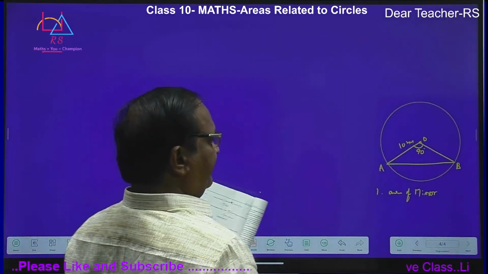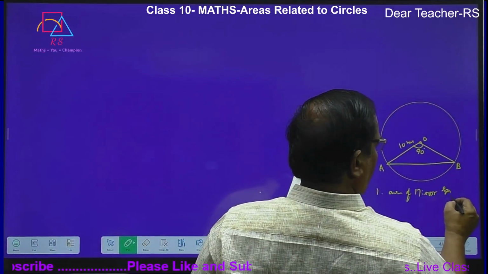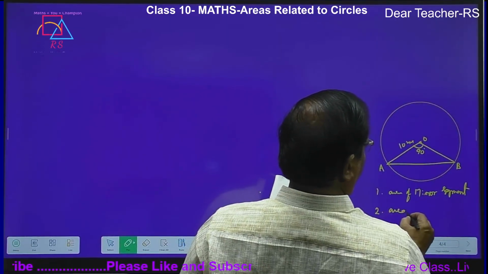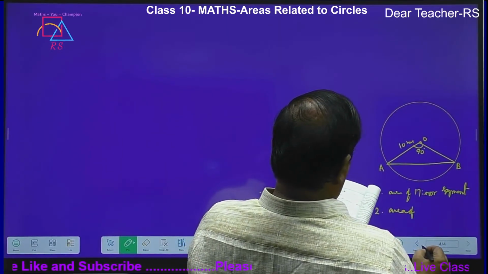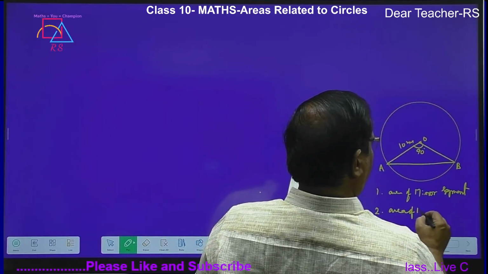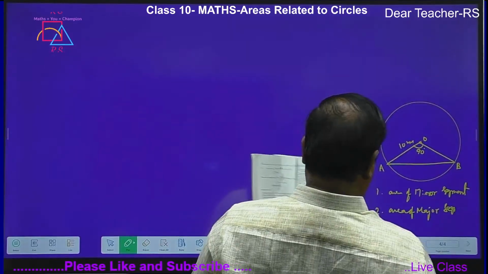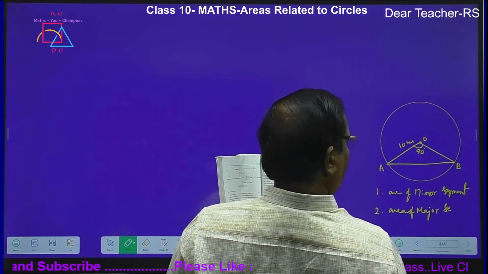So area of minor segment, and second one is area of major sector. Two things you have to find out. Be careful. Major sector.